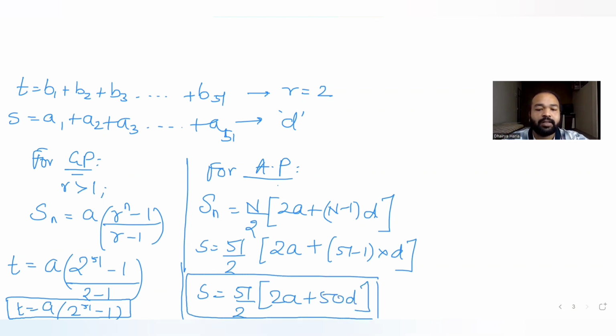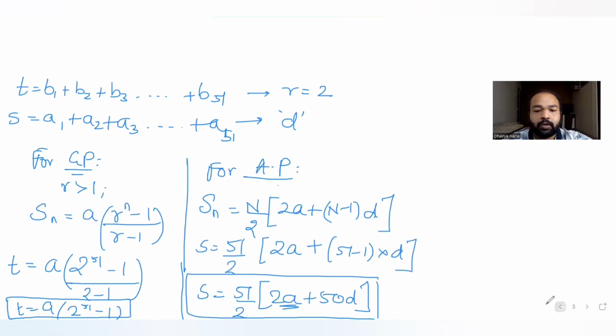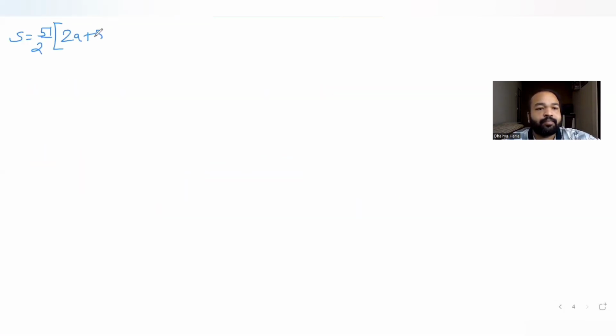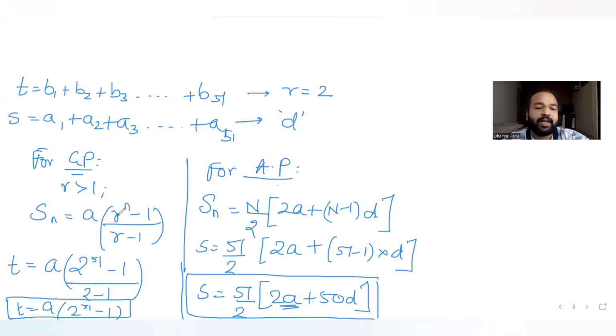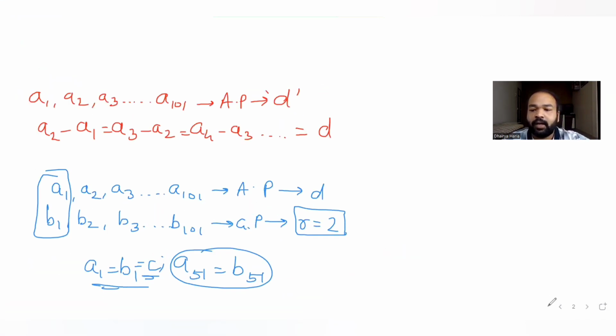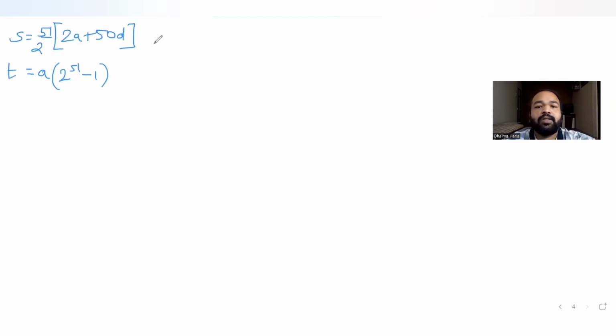Right? Now we know A here is the same in both the cases since the first term is equal, but we do not know anything about the difference. So let's first find out this D in terms of some other variable, A or some other variable, so that we can compare S and T. So first thing, I'll write those S and T which we got at the top: 51 by 2, 2A plus 50D, and T I got as A, 2 raised to 51 minus 1. We put the first terms in both the cases as C, so I'll substitute C only. It becomes easier for us to understand as well. So now I'll erase this. Yeah, so you'll put here C and C.